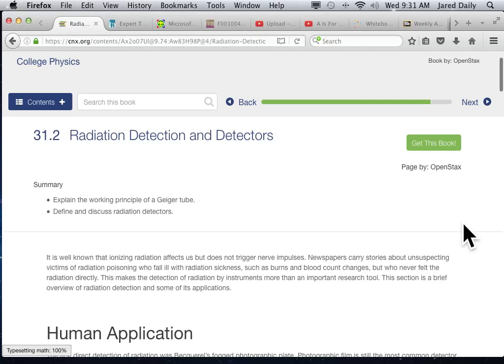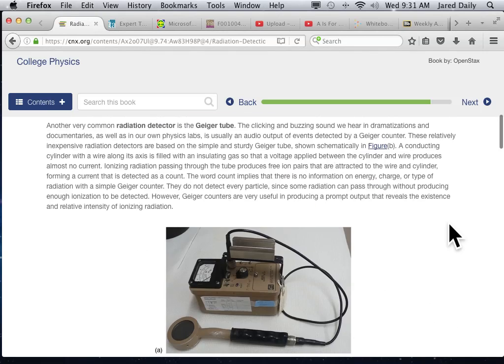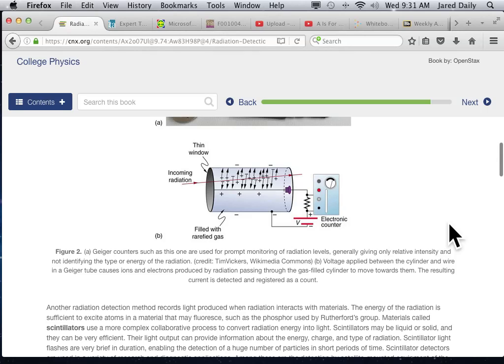Is there anything else when it comes to detectors? There's a lot of ways to detect radiation. Geiger tubes are one way that they're detected. You've probably heard the term Geiger counter. But a Geiger counter is a multiplier tube. It creates a very big signal from a small signal.